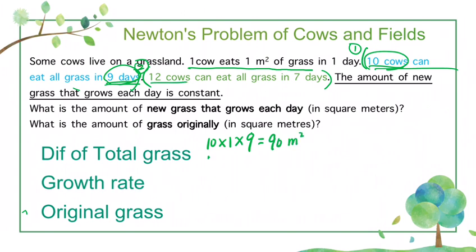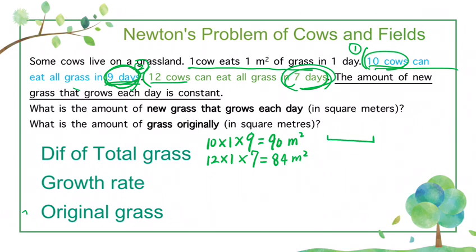square meters. And the 12 cows can eat 12 square meters in 1 day. So for 7 days, just times 7. Then here is 84 square meters. Okay, why are they different? Because here is 9 days, here is 7 days. The days of new grass is different, right?